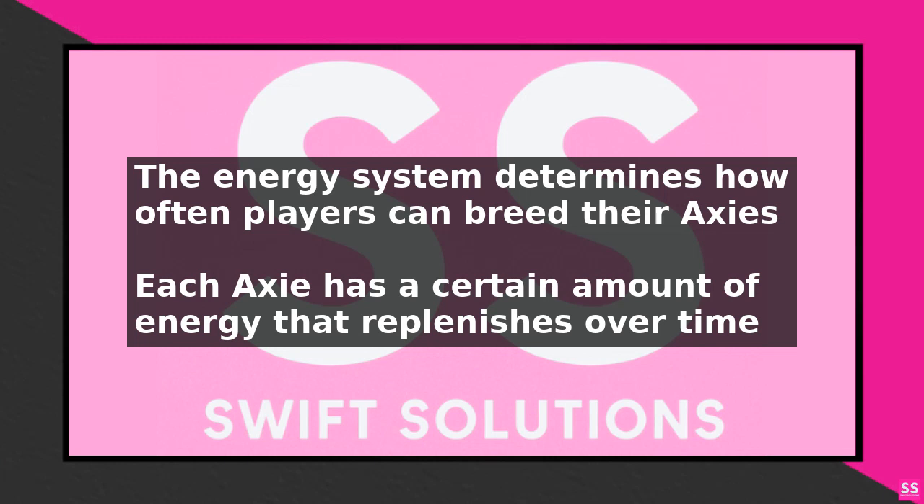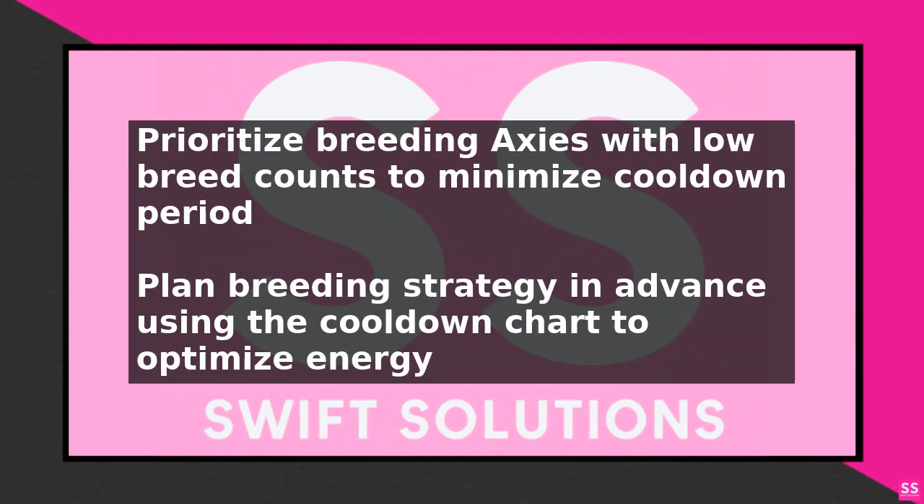To use the breeding cooldown chart effectively, players need to understand the concept of breed count and its impact on the cooldown period. The breed count refers to the number of times an Axie has been bred, and it significantly affects the cooldown period. As the breed count increases, the cooldown period also increases, making it more challenging to breed the Axie. Here are some best practices for using the Axie Infinity breeding cooldown chart.